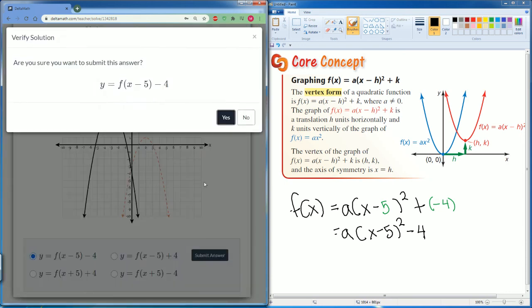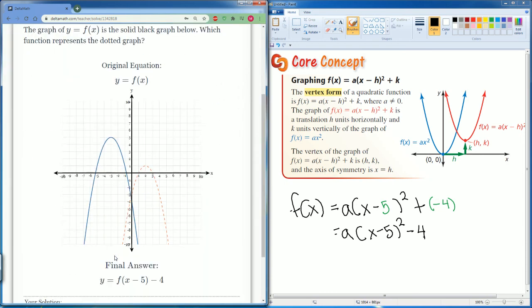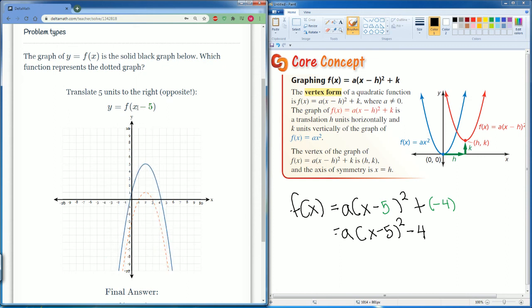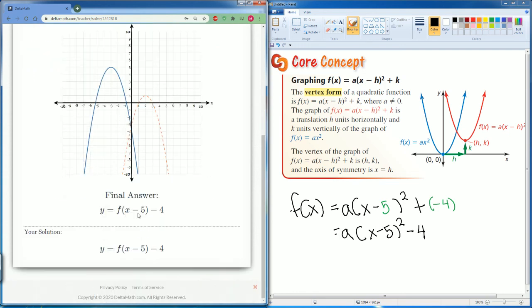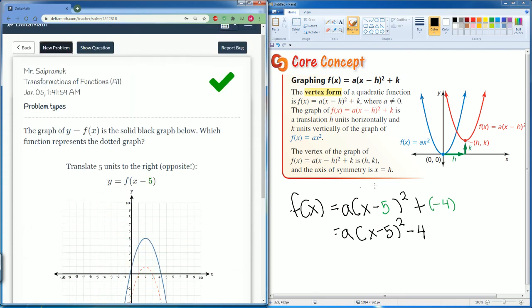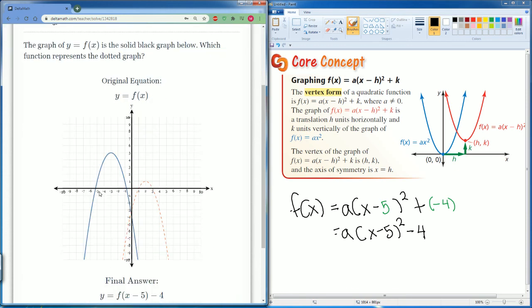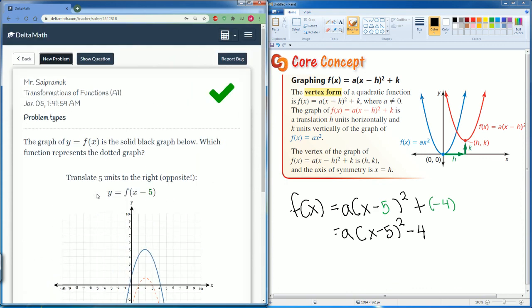Okay, submit your answer. There you go. So that minus 5 moved it to the right 5, and the minus 4 moved it down 4. Okay, so again, I wrote this into vertex form. It's going to behave the same exact way as this f of x. Okay, so don't freak out. All right, so there you go. Those are all your solutions and tutorials on how to do transformation of a function.